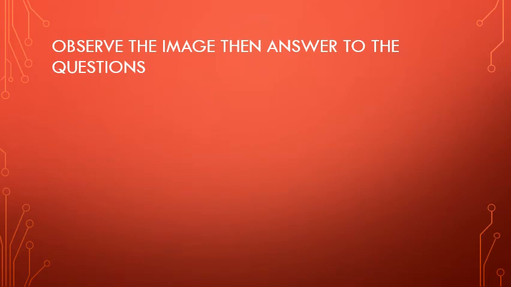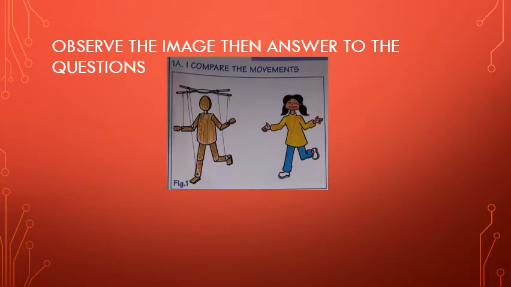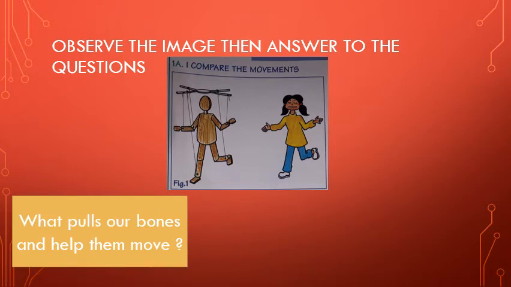Now, I want you to observe the image, then you have to answer the question. In this figure, figure 1, we see a puppet and we see a little girl. What pulls our bones and makes them move? We learned that the puppet moves by pulling the threads. But what pulls our bones and helps them move? Think, then answer.